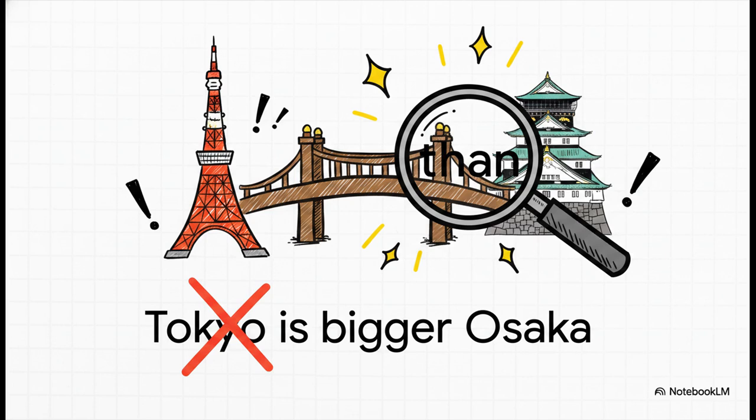Okay, everybody, lean in a little closer because this is super, super important. You see that word right there? Than. You absolutely have to use than after your comparing word. It's not a suggestion. You can't just say, the giraffe is taller the zebra. No way. It has to be, the giraffe is taller than the zebra. That little word is the glue that holds the whole comparison together. So please, don't forget it.